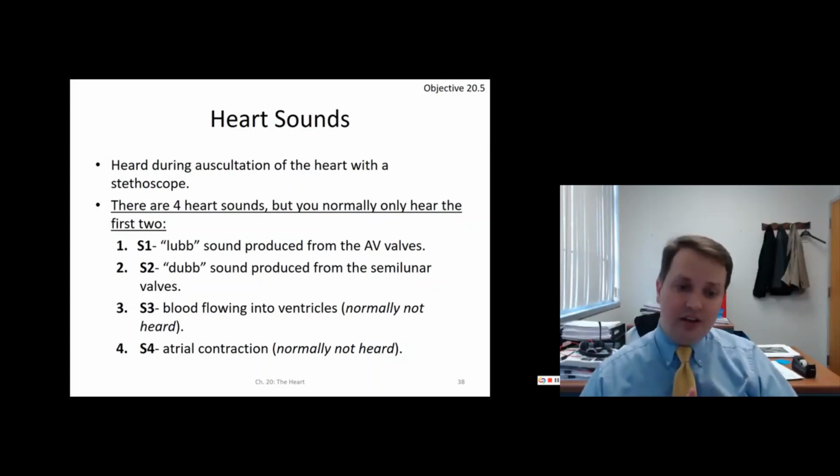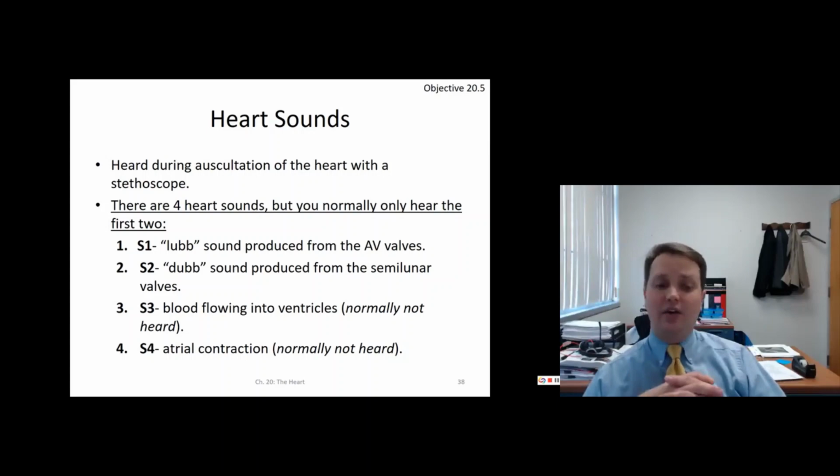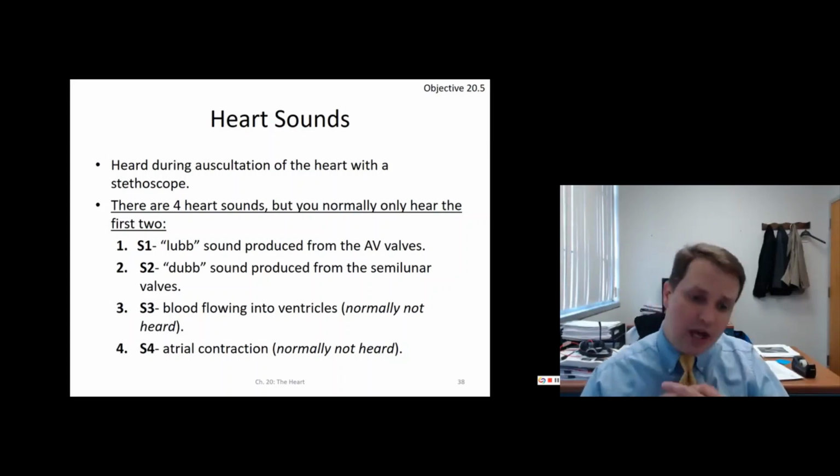S3 is blood going into the ventricles. Now, you're normally not going to hear this unless there is a ventricle defect or a defect with a valve or something like that, and when blood flows into it, it makes a sound. S4 is atrial contraction. Normally not going to be heard, but if you have an atrial septal defect, like a foramen ovale that didn't close, a patent foramen ovale, a PFO, then you would hear some weird sounds.